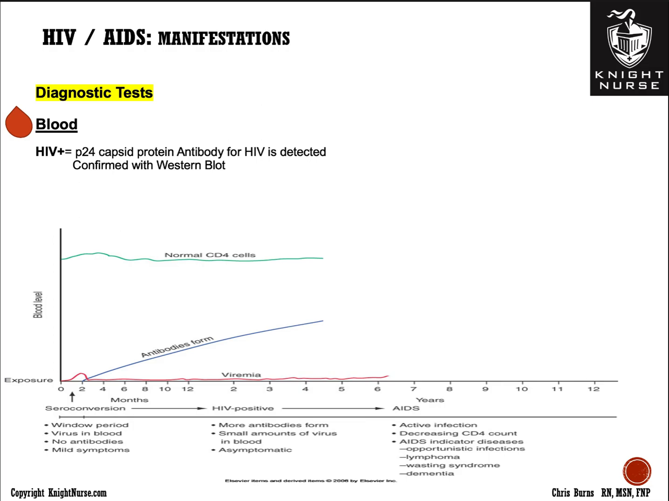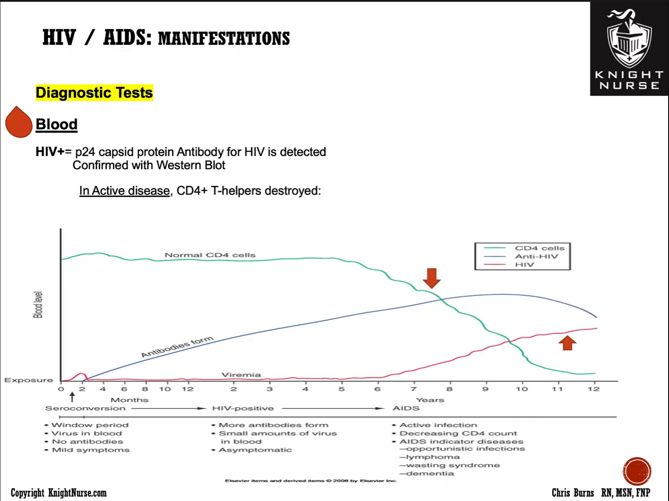So far, so good. But what happens is at a certain point in time, when we get active disease, converting from HIV positive to AIDS, CD4 T helpers begin to get destroyed. We get this ninja coming in and wiping out the CD4 T helper cells. So they begin to plummet, and when they begin to plummet, the viral load begins to go up. So low CD4 titers are an indicator of active disease. And this is a problem.